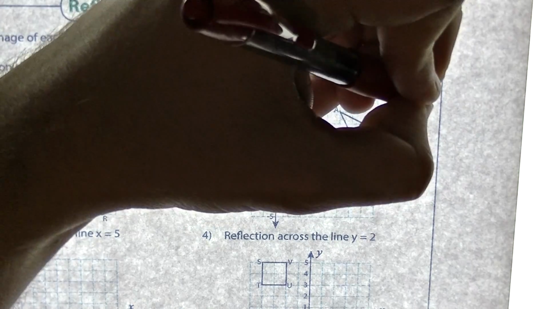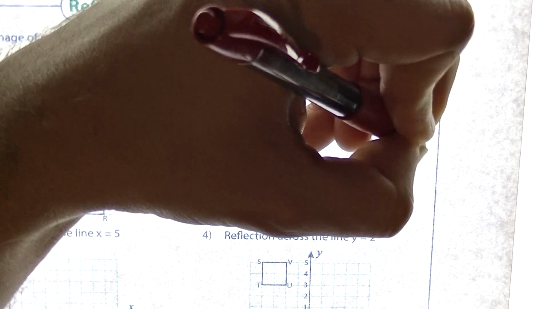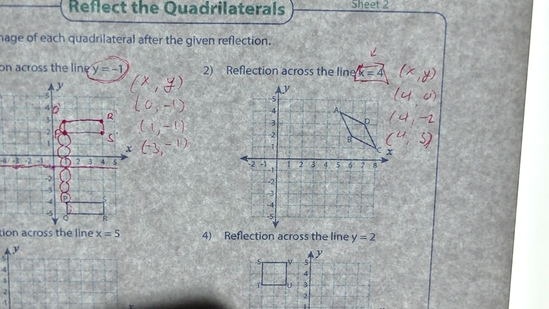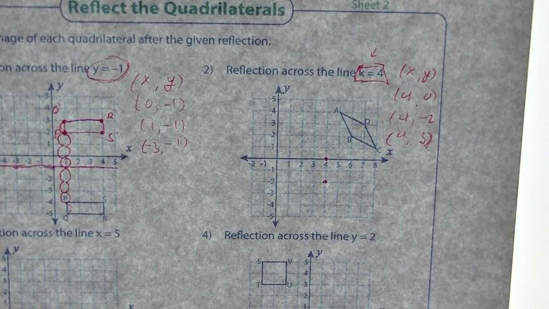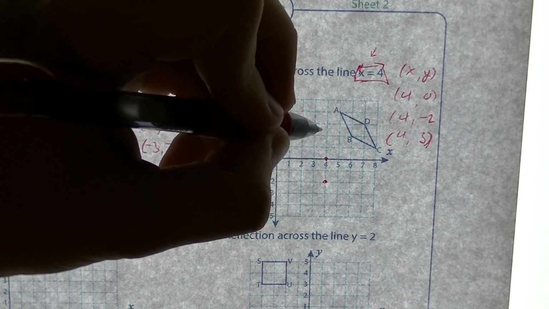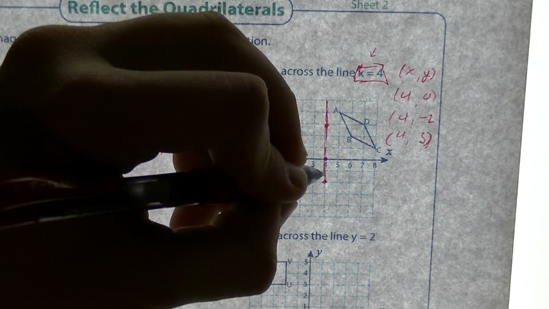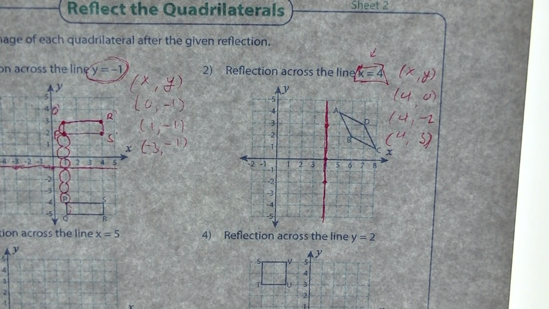I'll plot for 0, for -2, and for 3, just to get some different y values in there, see what it looks like. So I'm going to plot it at 4, 0, for -2, and for 3. Here's my line, x equals 4. And now I'm just going to reflect over that line of reflection that I drew.